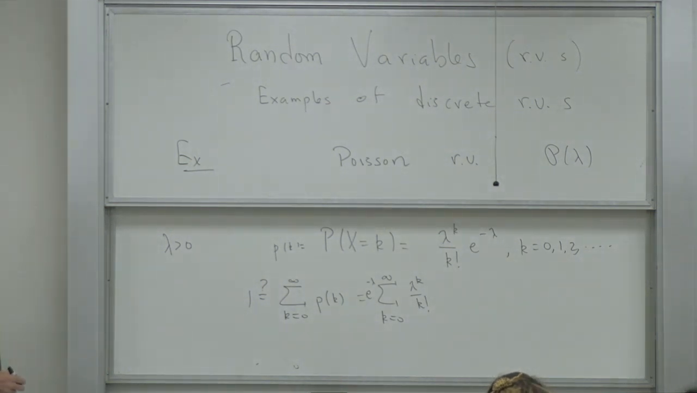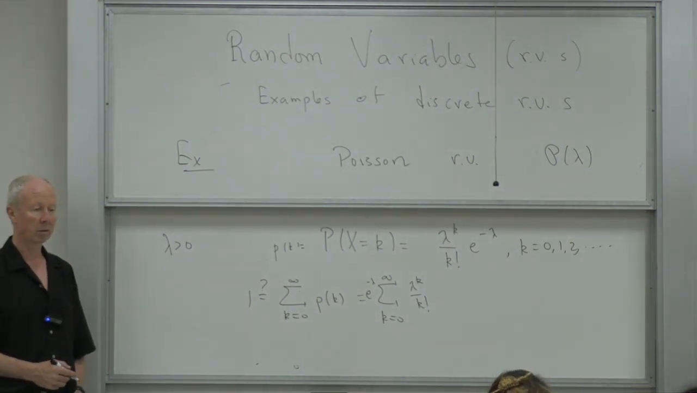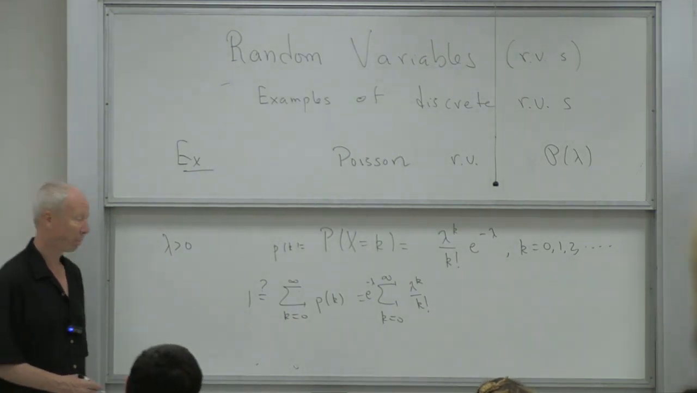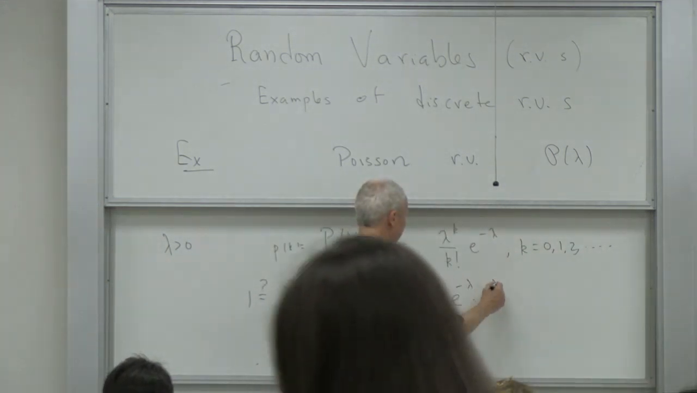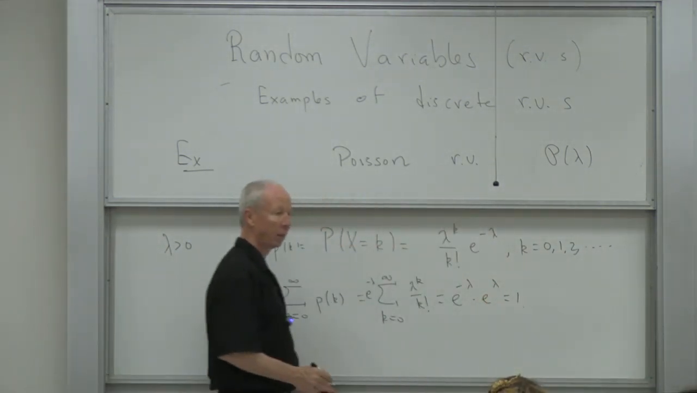Sum k equals 0 to infinity of lambda to the k over k factorial. That's e to the lambda. That sum is e to the lambda. So we get e to the minus lambda times e to the lambda, or 1.